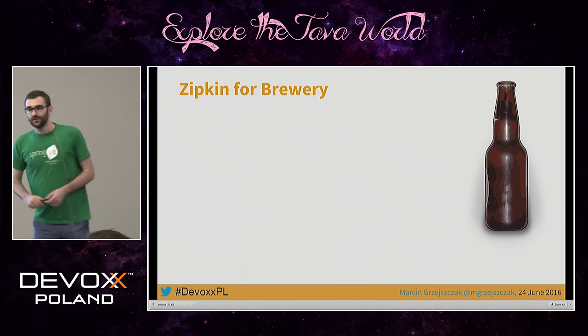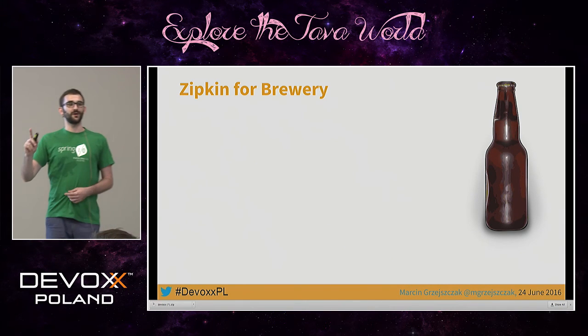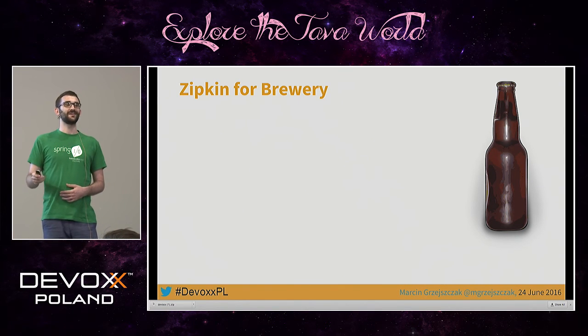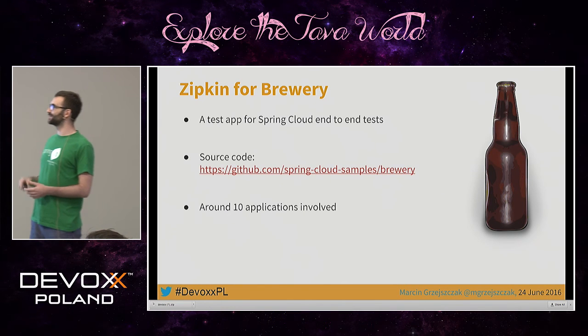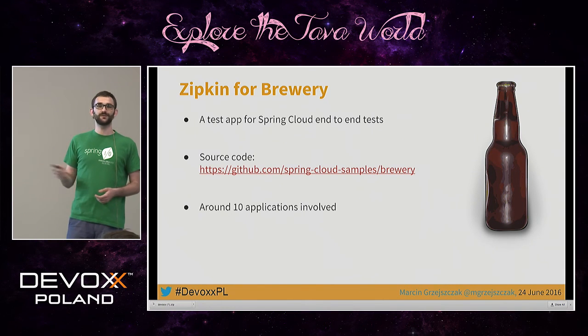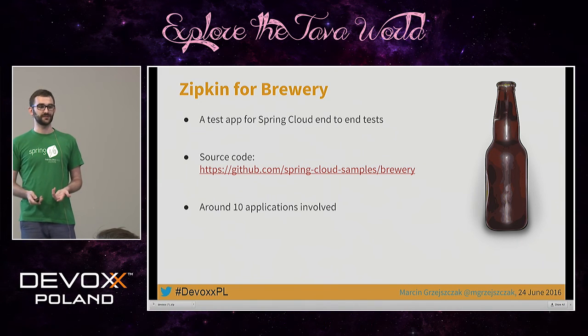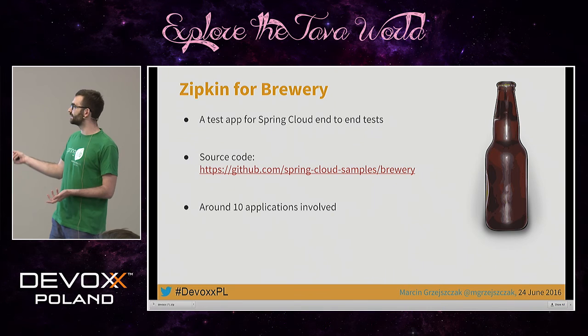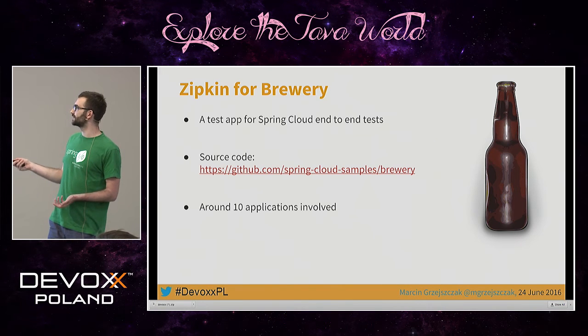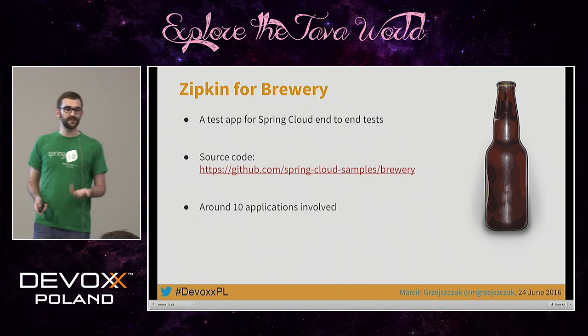So, who of you has seen my presentation a year ago about beer brewing and microservices? Okay, quite a few people. So basically the same app that was used for beer brewing is now used for end-to-end testing of Spring Cloud applications. I have rewritten it completely to use Spring Cloud, and we have around 10 business applications there, and we're also checking if tracing works.